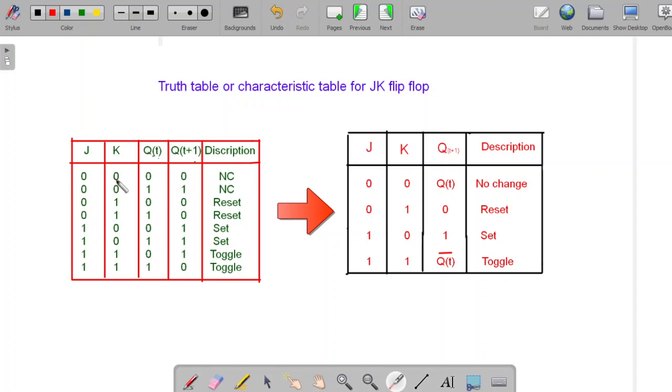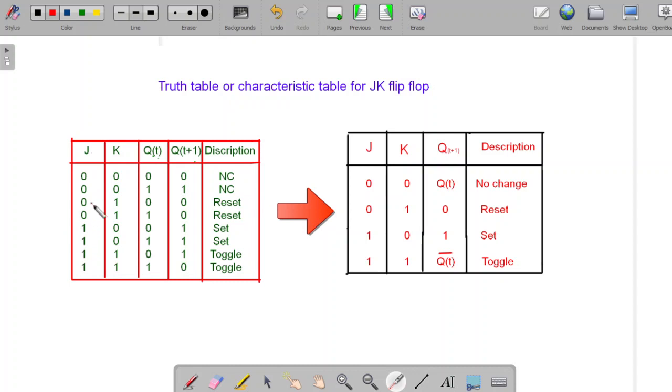We know that when the input is 00 and the present state is 0, the same state will be maintained. So 0 will be maintained as the next state. That means no change condition. Similarly, when you have the 00, if the present state is 1, next state will also be 1. That is called no change condition. So for this 00, if Q(t) is 0, Q(t+1) is 0. If Q(t) is 1, Q(t+1) is 1. So combining these two, here we write it as Q(t). When inputs are 0 and 0, simply we write this Q(t+1) as Q(t), and that is called no change condition.